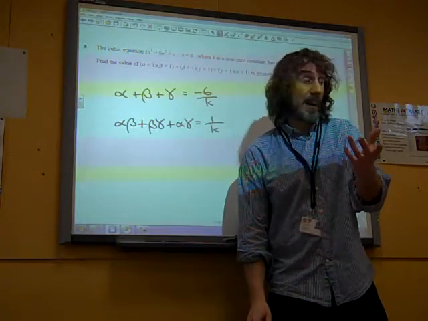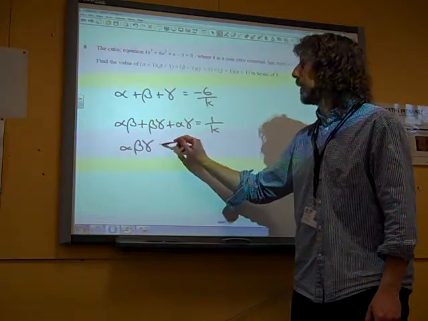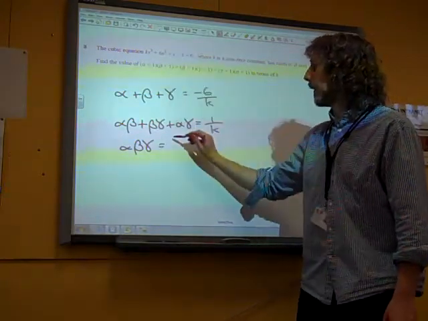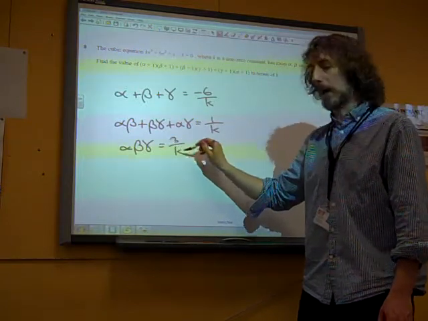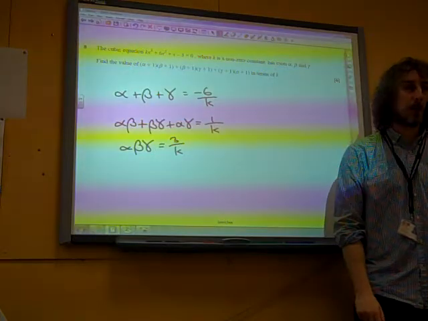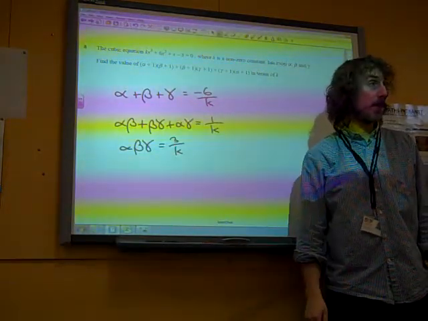And the last one, which actually turns out in this question we don't need, alpha beta gamma, that would then be, so that's minus plus minus, because it's minus 3 over k, so it gives us plus 3 over k. It turns out we don't need that, but I've written them down for completeness.